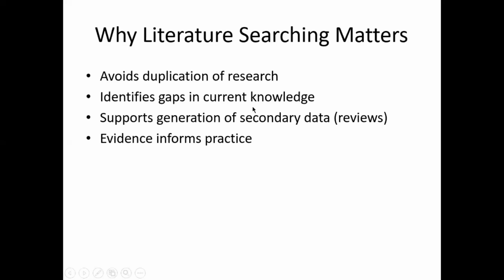And based on the evidence hierarchy, we know that reviews, in particular systematic reviews and meta-analysis, are at the top of the evidence pyramid. And this evidence then informs practice. So in essence, there's a ripple effect. We need to do a literature search in order to avoid duplication of research, to do the appropriate research, and then to further generate secondary data, which will then inform clinical practice.